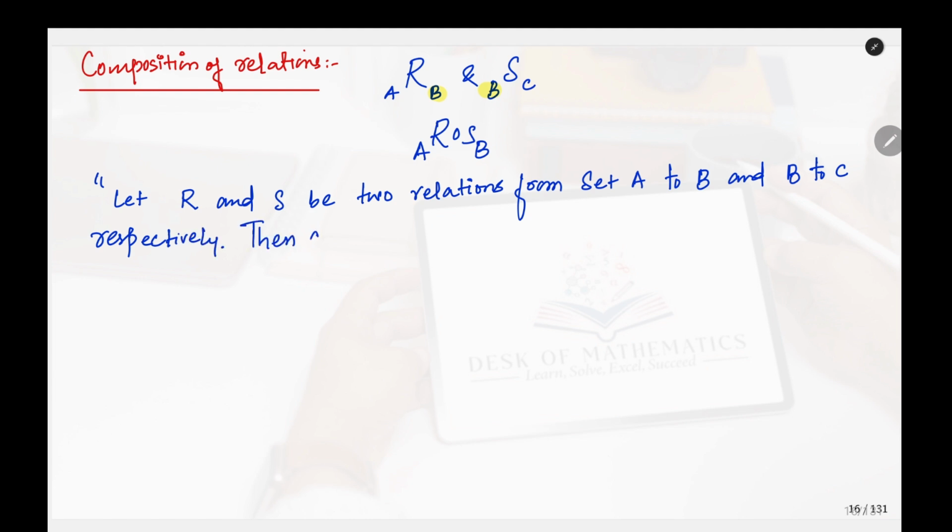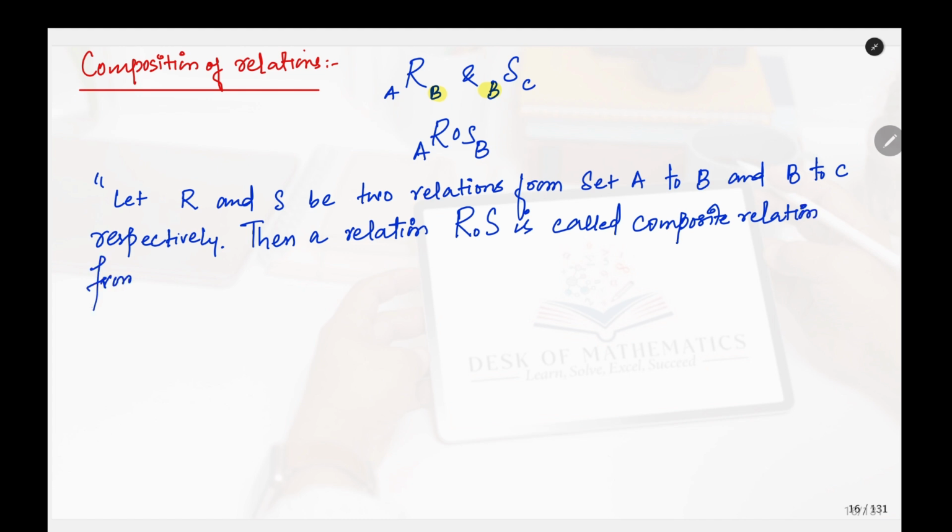Then a relation R∘S, which we write as R of S, or R composition with S, is called a composite relation. It is defined from A to C, where the elements are ordered pairs (a, c). So this will be the element in this composition.